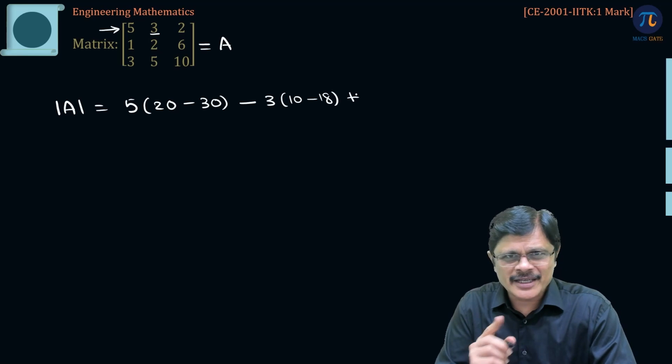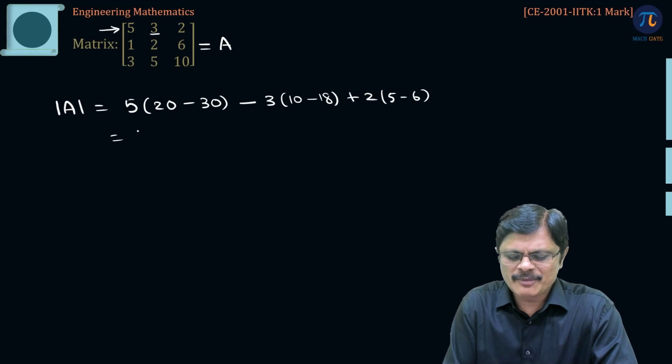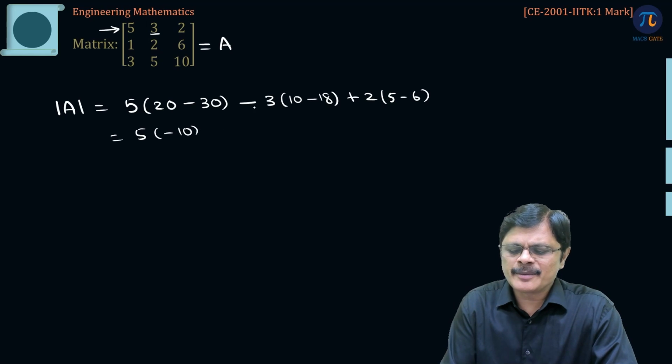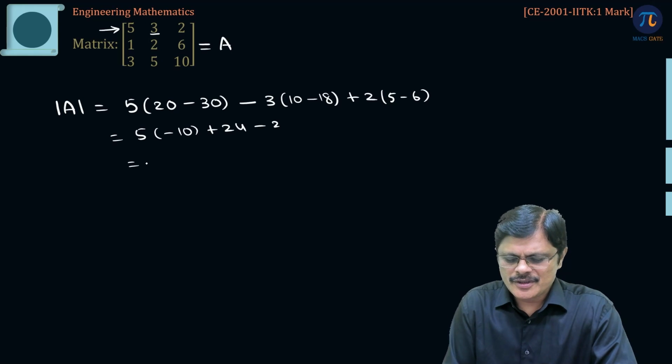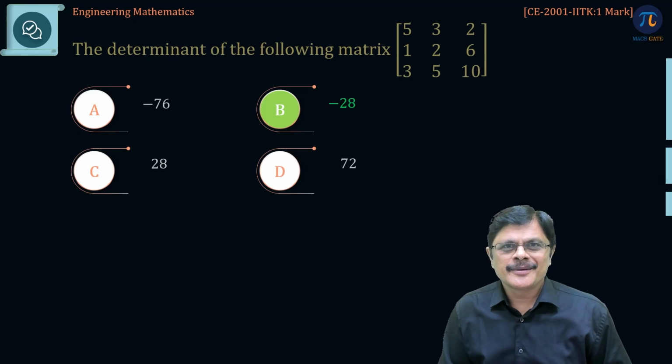1, 3. Cofactor sign is positive. 2 into, remove the row, remove the column, 5 minus 6. So if you simplify, you get 5 into minus 10. This is minus 8, minus of minus plus, 8 into 3 is 24. And here it is minus 1, you get minus 2. So it is minus 52 plus 24, which is minus 28. So the correct answer is option B.